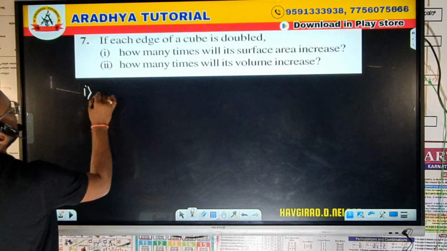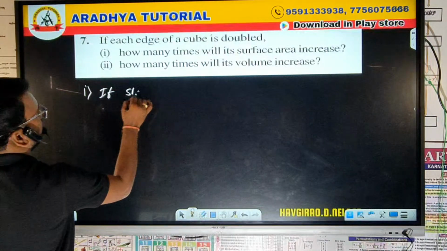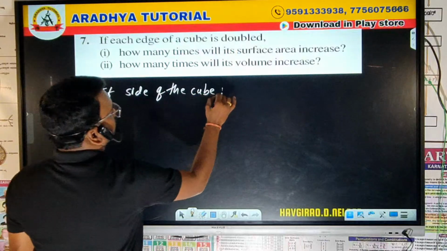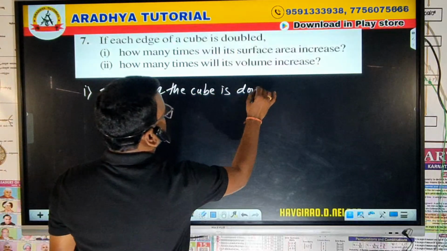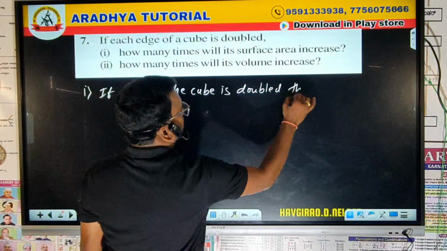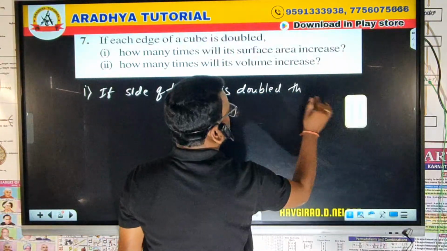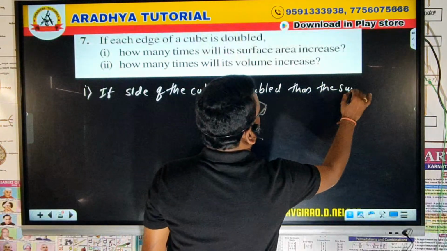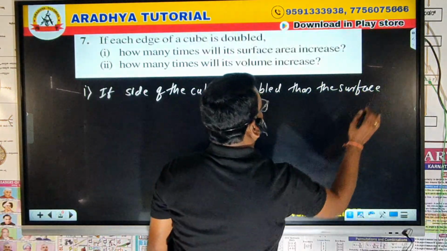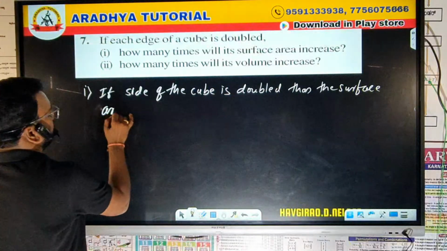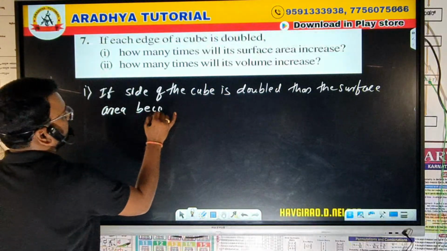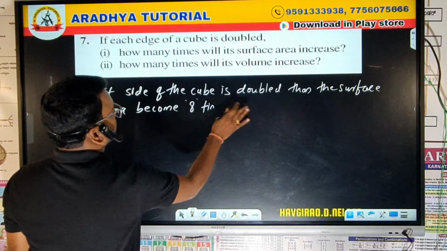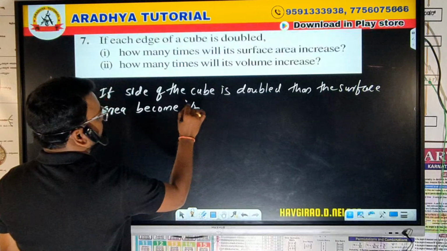First one, if side of the cube is doubled, then the surface area becomes 4 times.